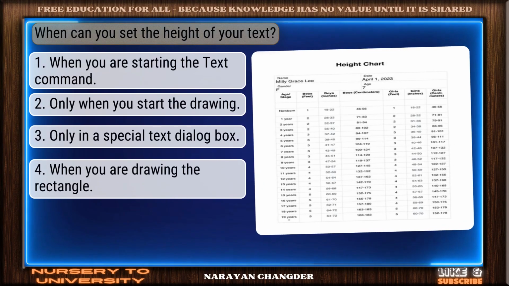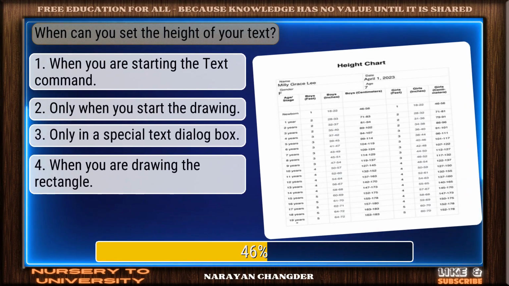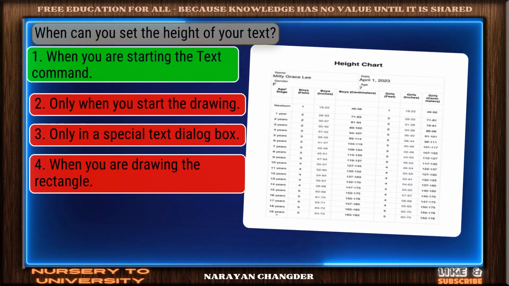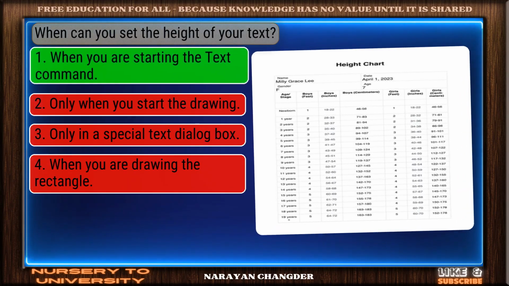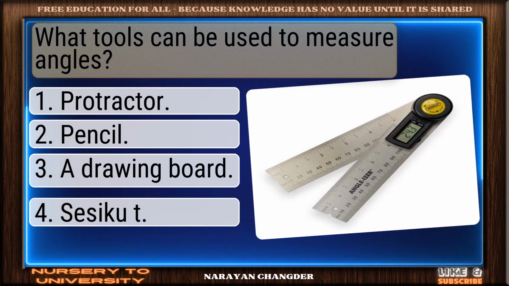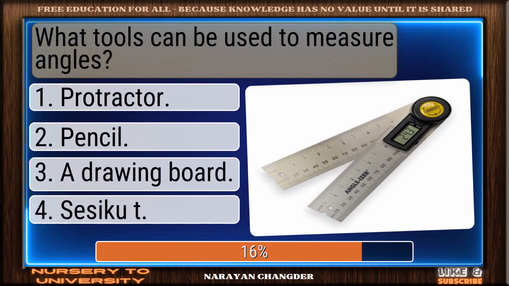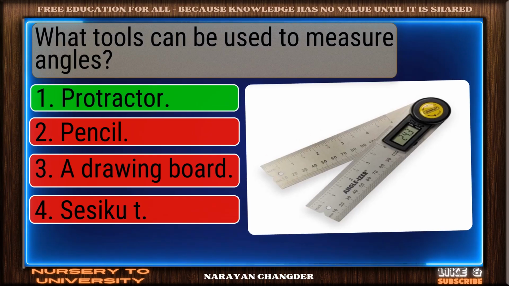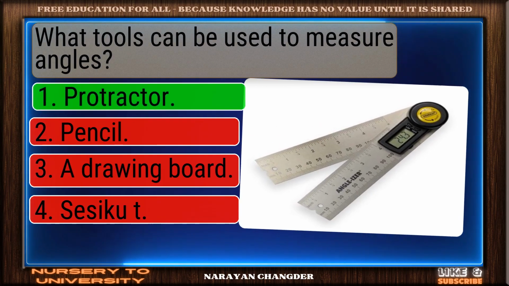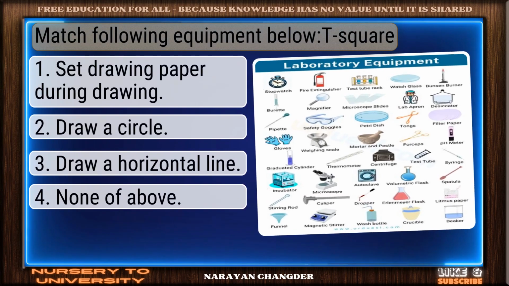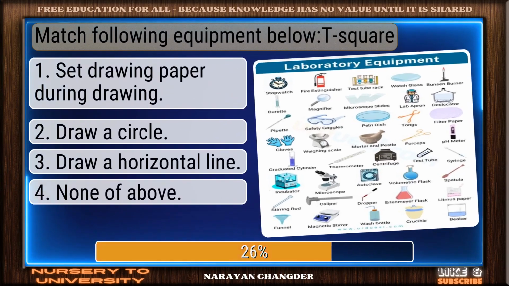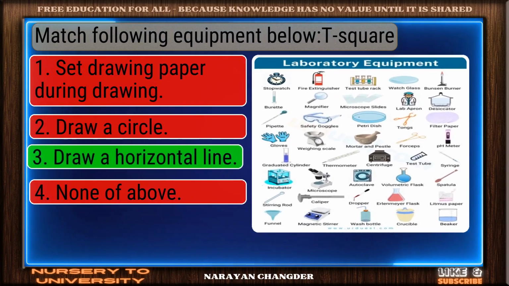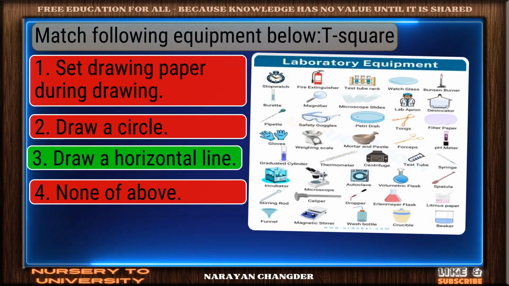When can you set the height of your text? Great job. When you are starting the text command is the accurate answer. What tools can be used to measure angles? Excellent. Protractor is a brilliant choice. Match the following equipment below: T-square. Smart pick. Draw a horizontal line is the correct choice.